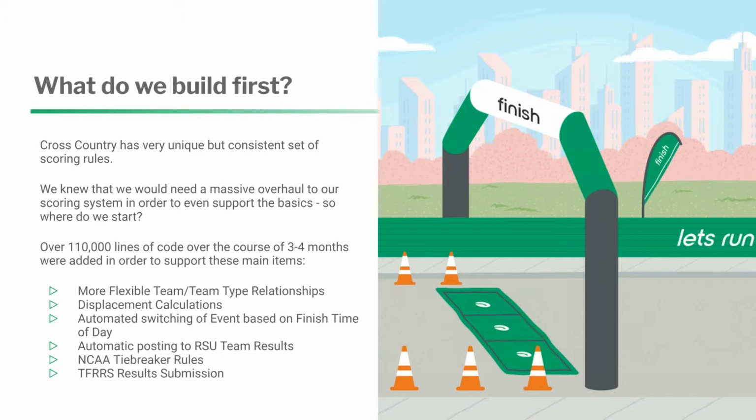Another one that was highly utilized and we felt was a requirement for our first version of cross country was the ability to automatically switch events based on the finish time of day. So I know that between 9:30 and 10:15, if there's a finisher, that's boys JV. If it's between 11 and 11:45, that's girls JV. And we automatically move people around based on that time of day of finish.